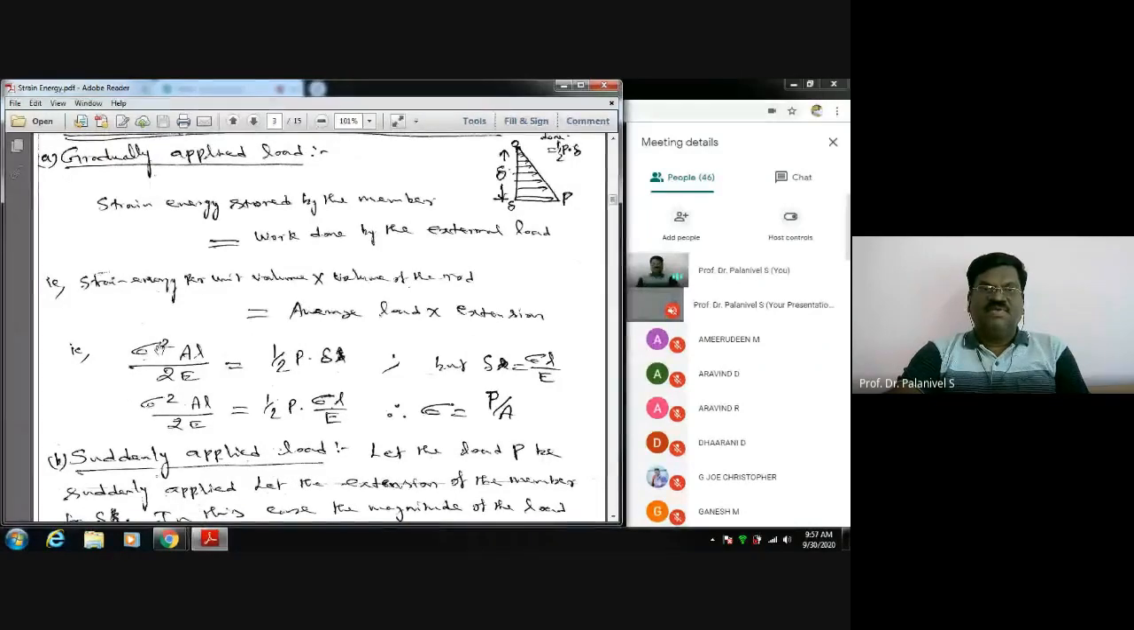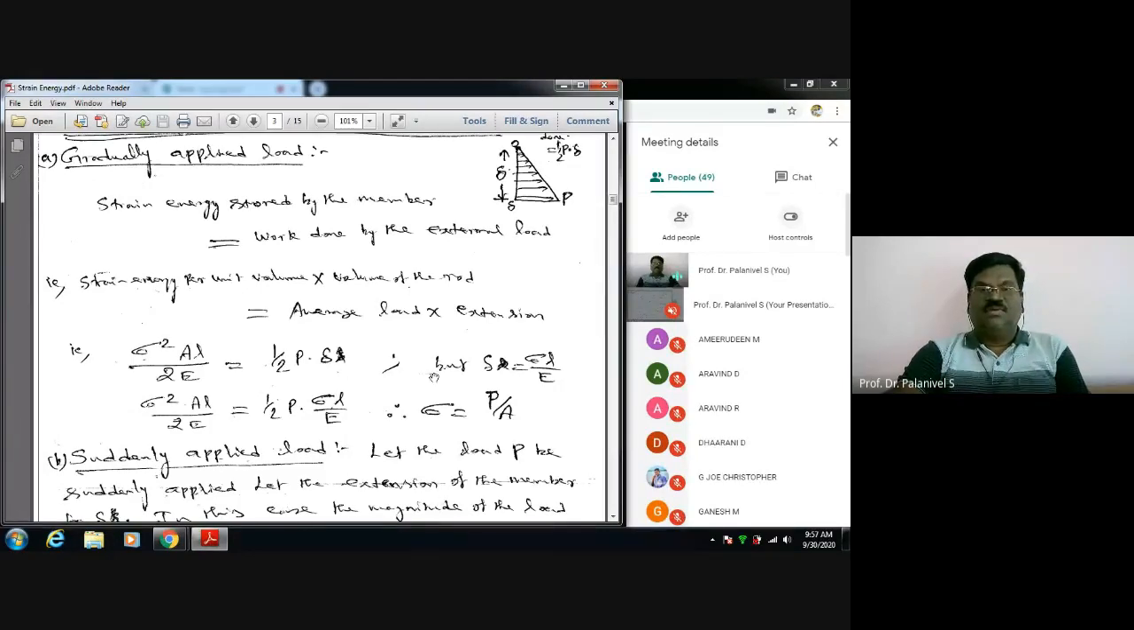We already know the strain energy stored per unit volume of the body. That is modulus of resilience, which is sigma square by 2E, into volume of the body, AL. This is the total strain energy stored in the entire volume of the body. So sigma square by 2E into AL is equal to half into P del, the work done: average load P by 2 into the deformation, extension del.